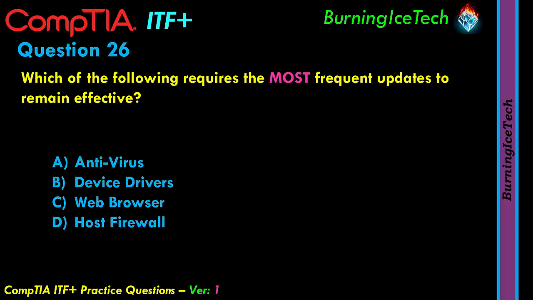So the Windows firewall, yes, very important. If you've got a third-party firewall, also very important, but not as important as your antivirus. So I would put antivirus first, then I would put firewall, then I would put web browser, and in the last place, I would put device drivers. So the answer here, folks, is antivirus. You need to always keep your antivirus up to date with the latest definition files.